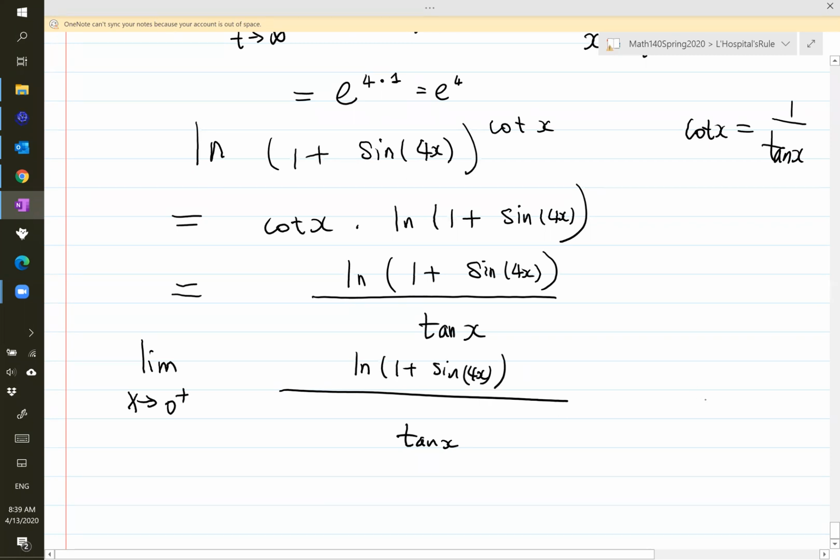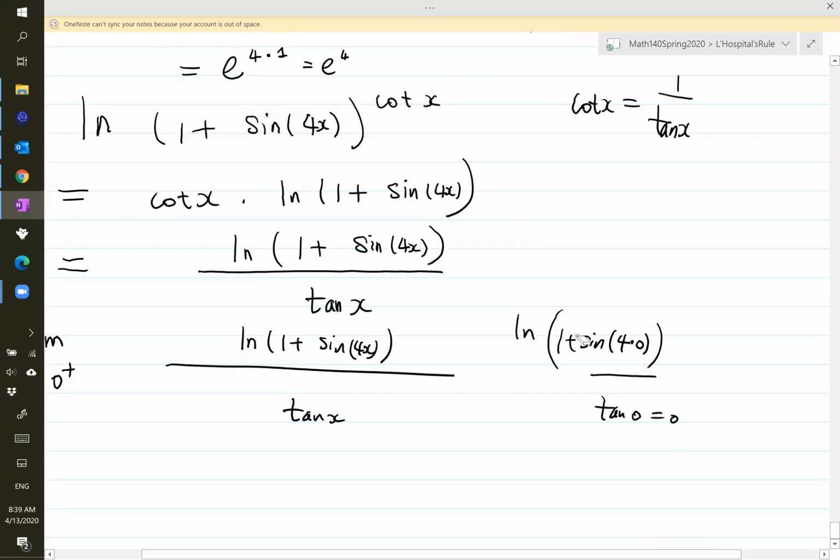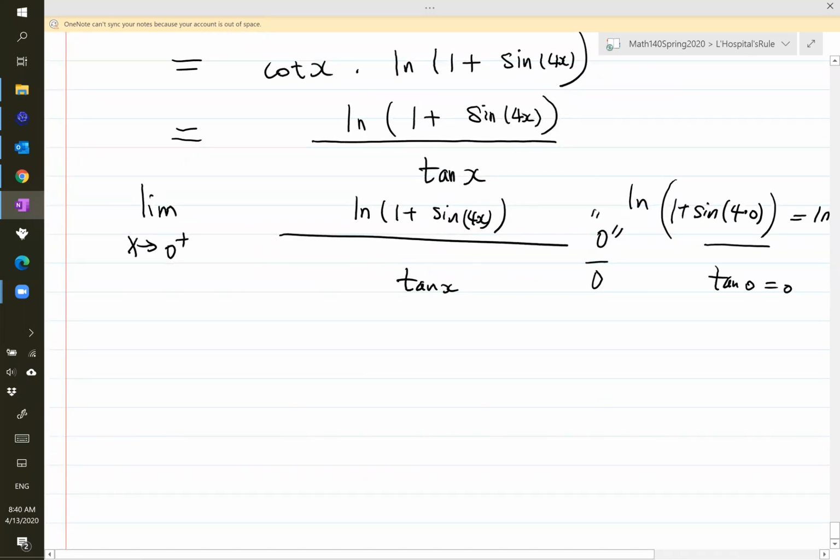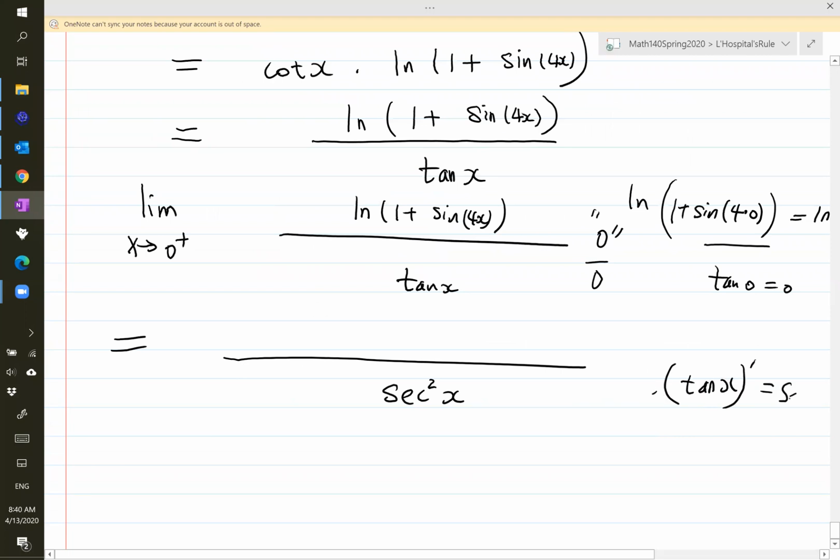Now if you check, tangent 0 is 0. And for the numerator, sine of 4 times 0 is 0, so you get ln 1, and ln 1 is 0. So this is of type 0 over 0, so we can apply L'Hopital's rule. The tangent derivative gives us secant squared.